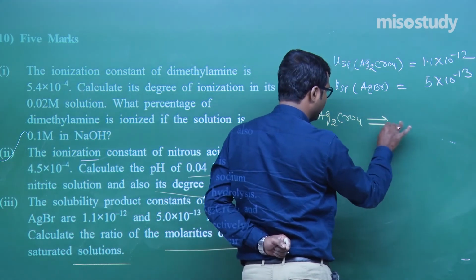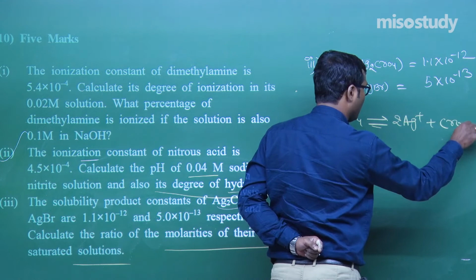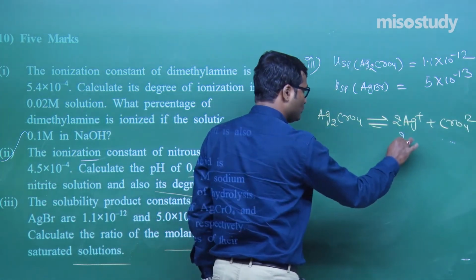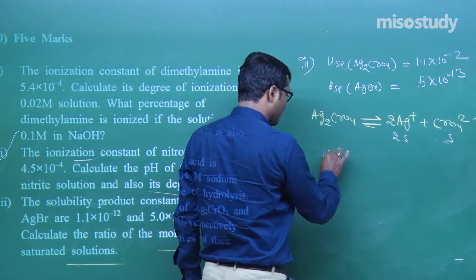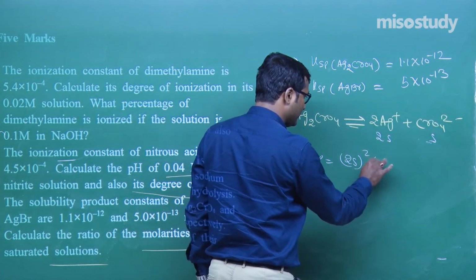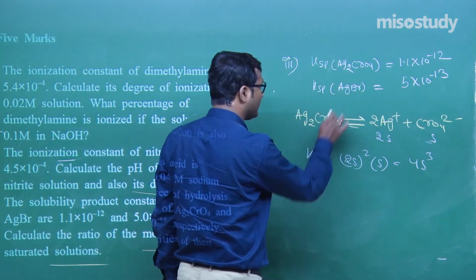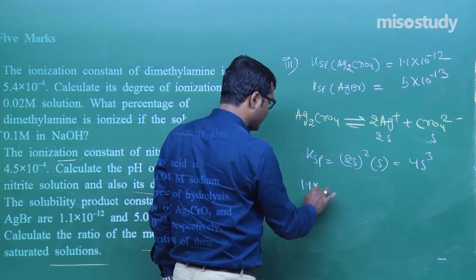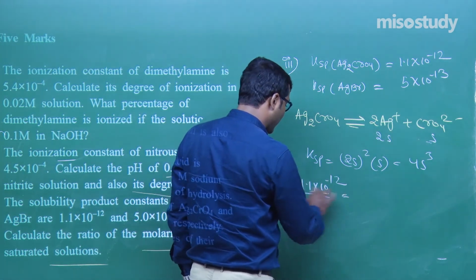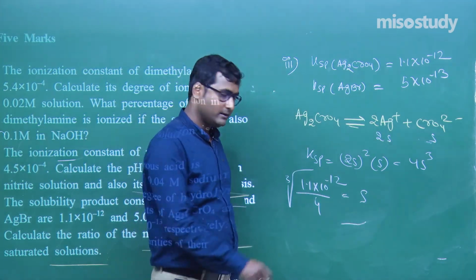First of all, Ag2CrO4 dissociates like this: 2Ag+ plus CrO4 2-. Now this is 2s, this is s. Do you remember how to write this? Yes, Ksp = (2s)^2 × s, that is 4s^3. So Ksp given, 1.1 × 10^-12, upon 4, and the cube root gives you s. Clear? This is the complete route.